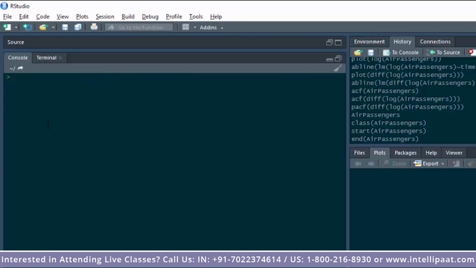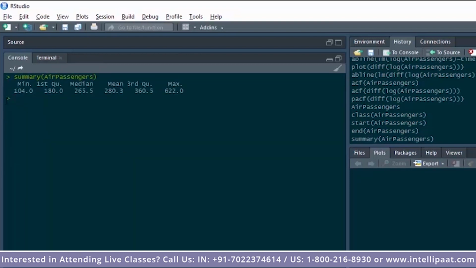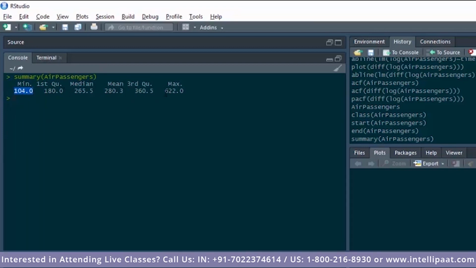Okay. Now let's also have a glance at the summary of this data set. So it'll be summary of air passengers. So we see that the minimum number of passengers for any month was 104. The maximum number of passengers for any month was 622. And the mean number of passengers is around 280.